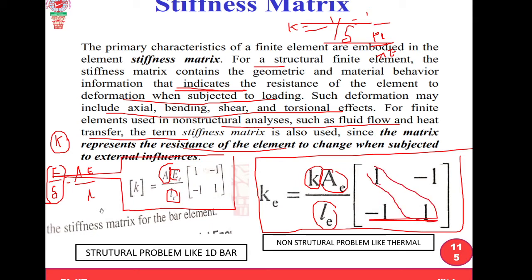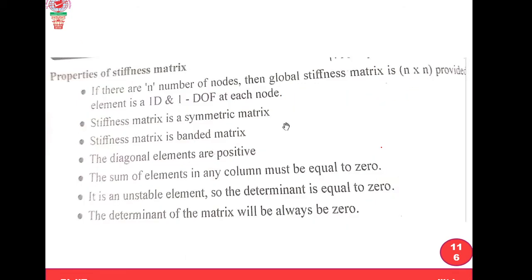elements are positive, and if you add the elements of a column it will equal 0, and its determinant is always equal to 0. The size of the matrix always depends upon the degrees of freedom. Based on how many degrees of freedom, you get your size. 10 means 10 by 10, 100 means 100 by 100, like that. So these are the properties of the stiffness matrix.